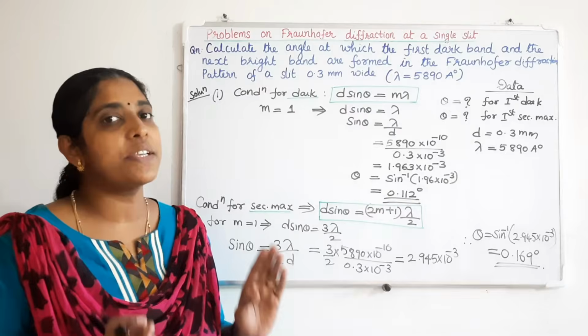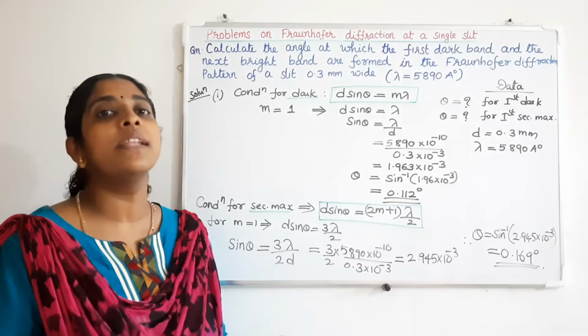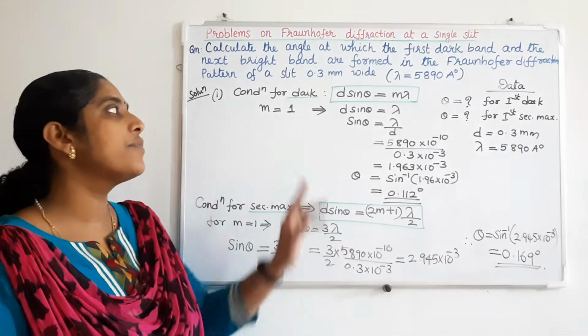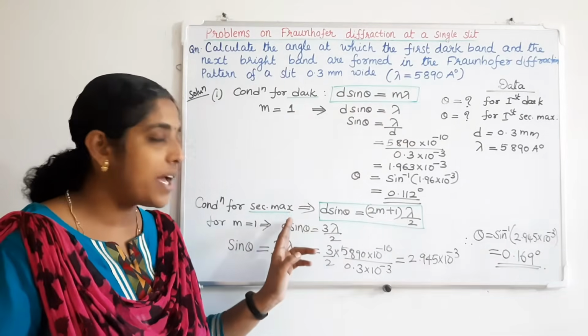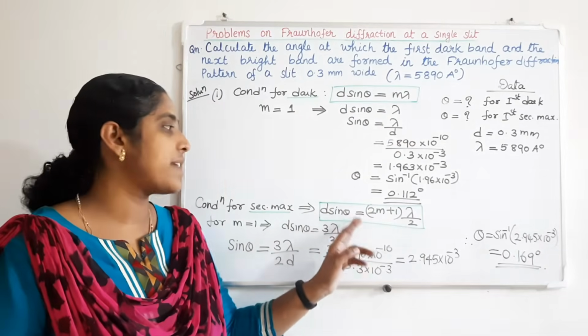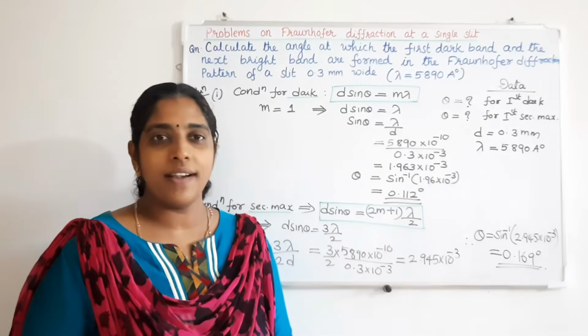So remember the condition for minimum and maximum in a single slit diffraction pattern. For minimum, d sin theta equals m lambda, and for secondary maximum, d sin theta is equal to (2m plus 1) lambda by 2.